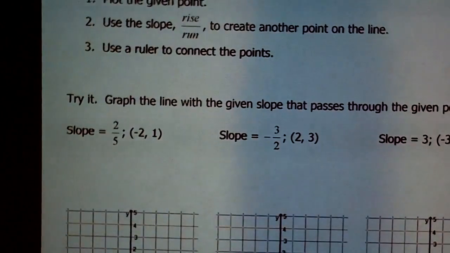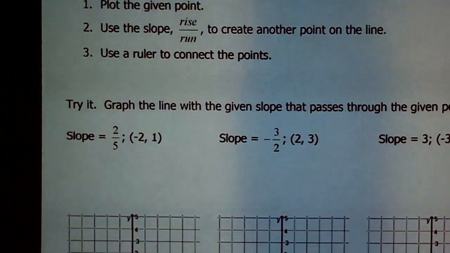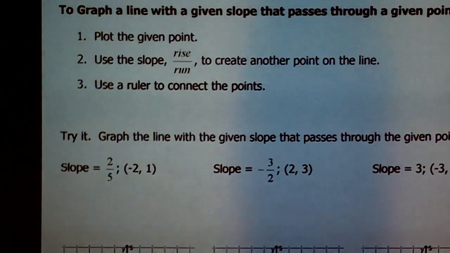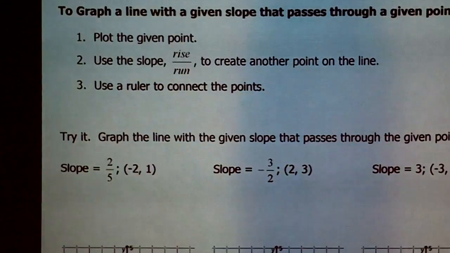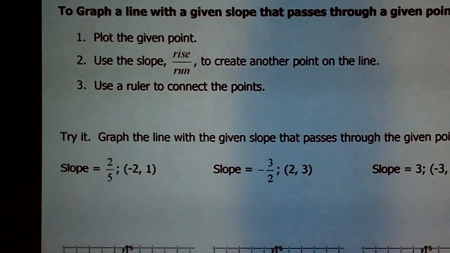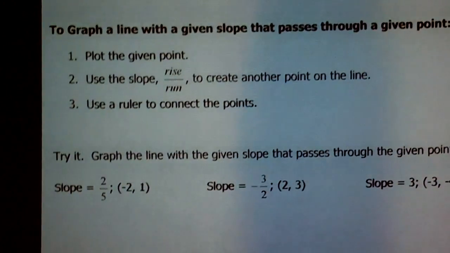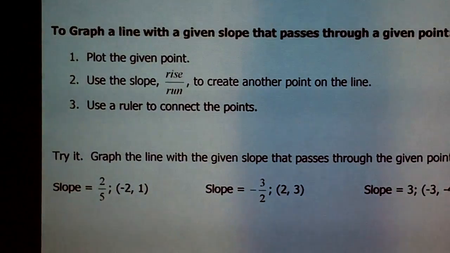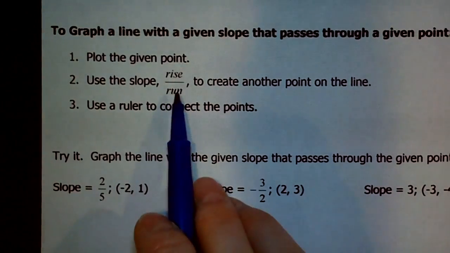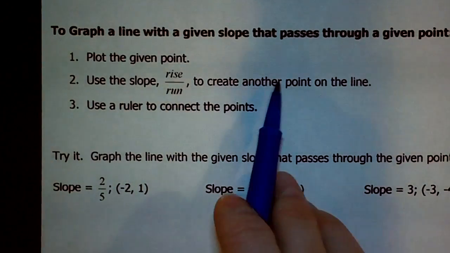Now it's going to be our job to graph a line if I give you the slope and a point that passes through the line. So I give you 3 steps here. Step number 1, plot the point. And remember, when you're plotting an ordered pair, it's XY, it's not rise over run. Ordered pairs are XY. Then from that, we're going to use rise over run to create another point.